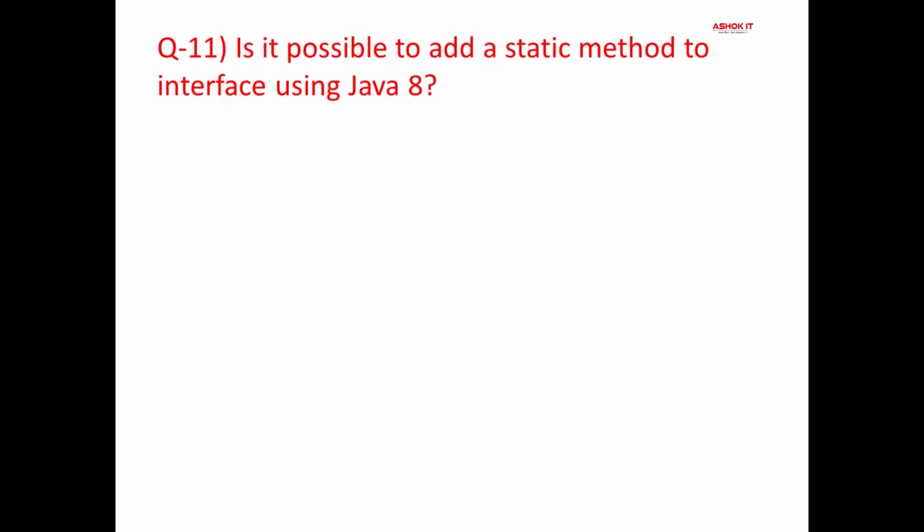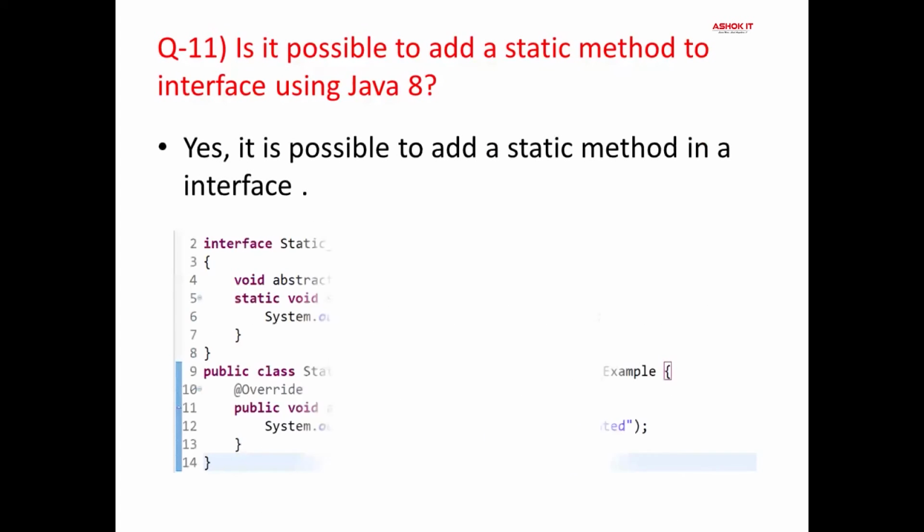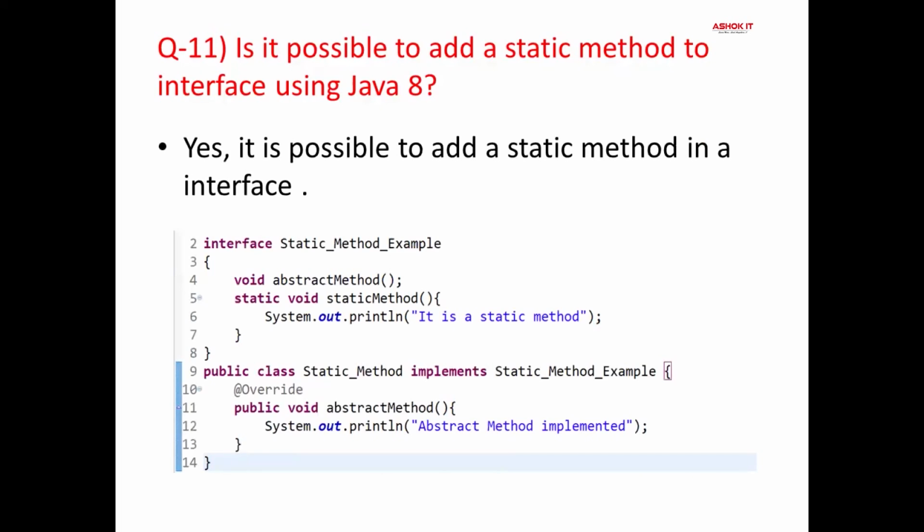Question number 11. Is it possible to add a static method to an interface using Java 8? Yes, of course, you can add a static method to an interface in Java 8. Before Java 8, we were not able to add any static method in our interface. But in Java 8, we are able to. You can observe this example. In this example, the interface contains a static method, and in this class, you can use that method, and this class provides implementation to the abstract method. So here it is possible to add a static method in an interface.